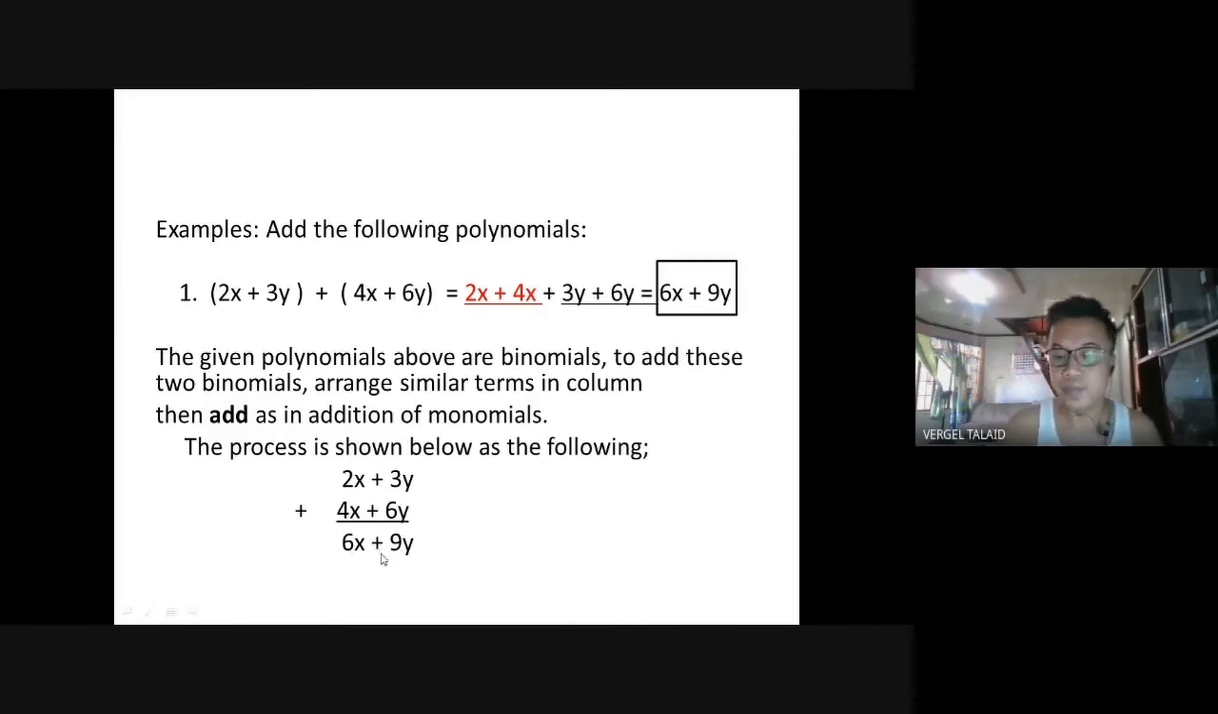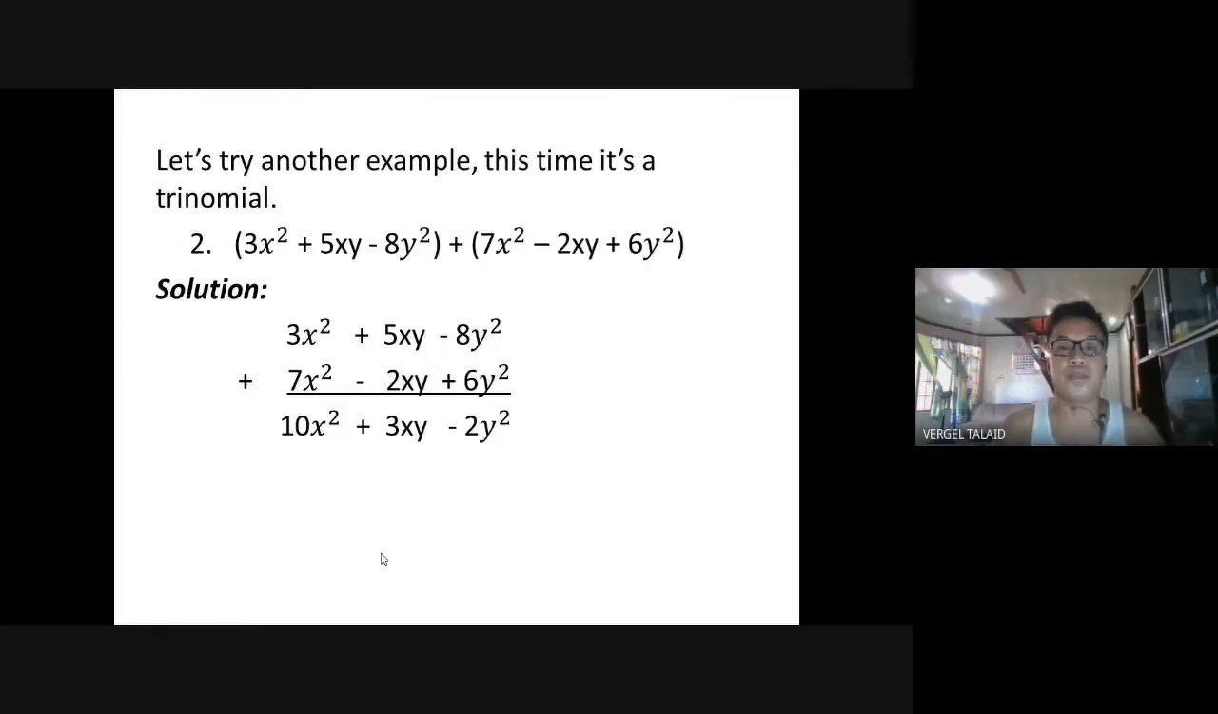So next, let's say another example. Suppose we have a trinomial added to a trinomial. We are going to arrange in column: 3x squared and 7x squared have the same literal coefficient. 5xy is similar to 2xy. We have a common literal coefficient. 8y squared and 6y squared are also similar terms. So the operation is addition. First thing first, collect similar terms.